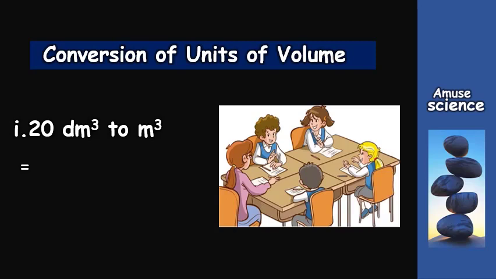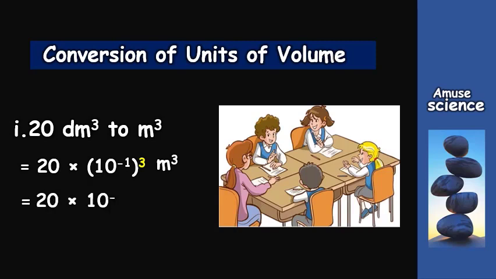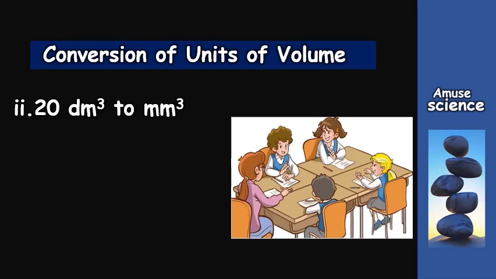So we are going to have 20 times 10 exponent minus 1 all exponent 3 cubic meter. So applying indices here, we are going to have 20 times 10 exponent minus 3, and our answer is in cubic meter. Our second question is for us to convert 20 decimeter cube to millimeter cube.